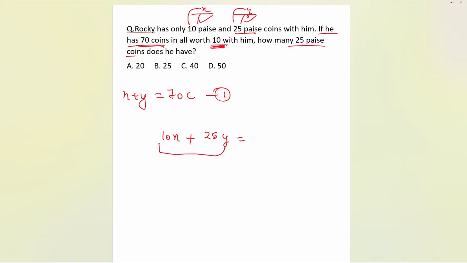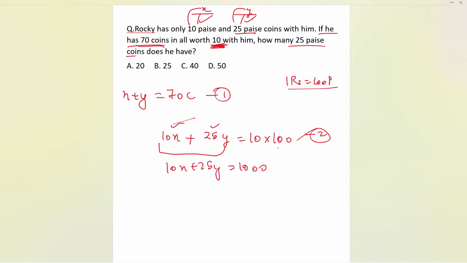And further in the question it is saying that it is 10. 10 means 10 rupees, but here it is written in paise. We have to convert this also. So 1 rupee is 100 paise, so we will multiply it with 100 over here. That is the second equation. Now let us solve it. It will be 10x plus 25y equals to 1000 over here.